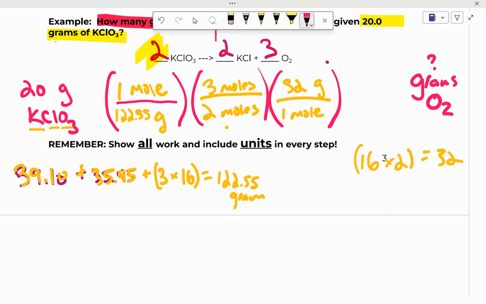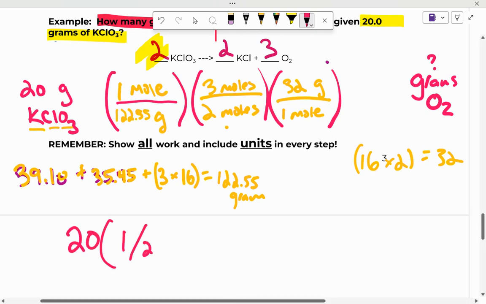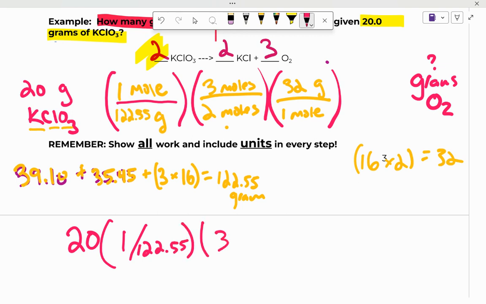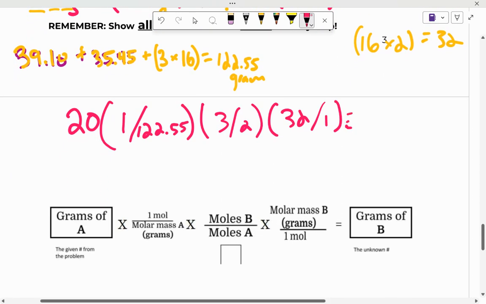Now, how I punch that in my calculator. Ready? Mr. Tyson's done 1.54 million stoichiometry problems. It's called stoichiometry. 1.54 million in my days here. I've never gotten a problem wrong if you punch it in this way. Ready? 20, parenthesis, 1 divided by 122.55, parenthesis, 3 divided by 2, parenthesis, 32 divided by 1. You punch it in like that, you will get it right all the time if your work is correct.